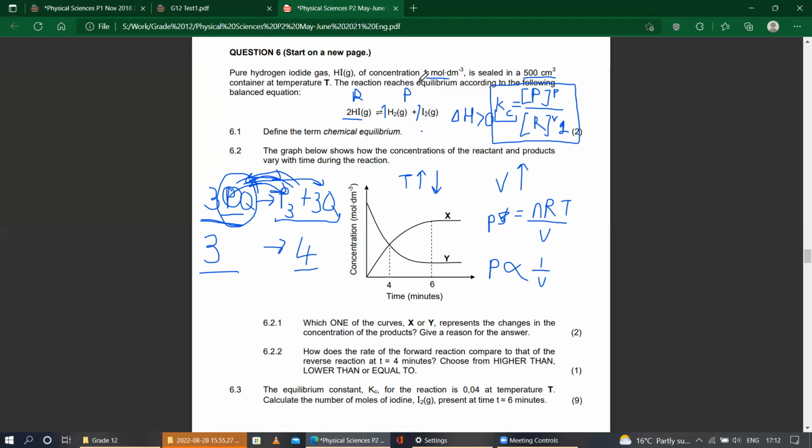Got it. Yeah, so the equilibrium constant is only affected by the temperature, but the chemical equilibrium is affected by the concentration, the pressure, the volume, and the temperature.